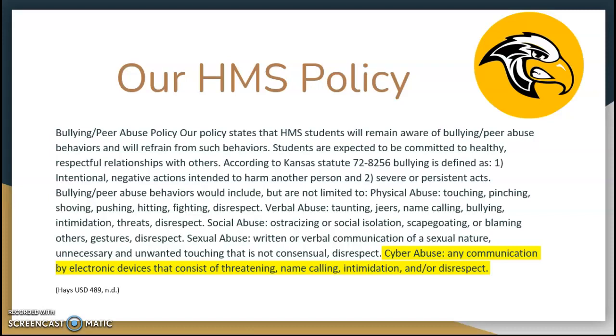Bullying and peer abuse behaviors would include, but are not limited to, physical abuse: touching, pinching, shoving, pushing, hitting, fighting, disrespect. Verbal abuse: taunting, jeers, name-calling, bullying, intimidation, threats, and disrespect. Social abuse: ostracizing or social isolation, scapegoating or blaming others, gestures, disrespect.